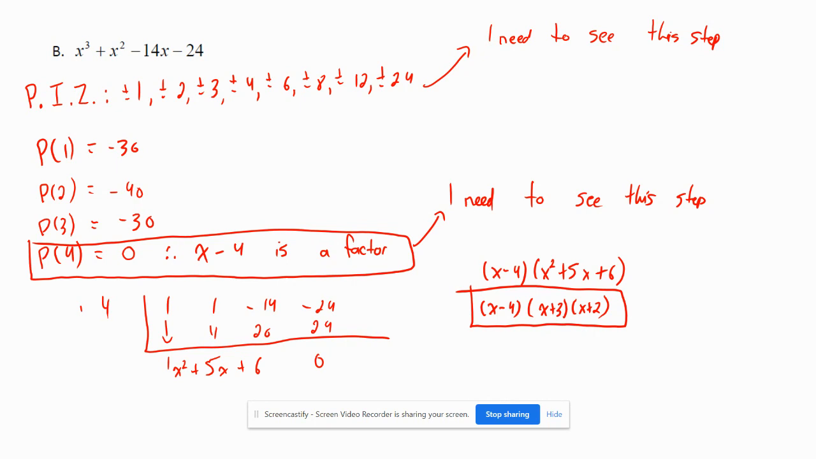All right, so what are our steps? Step 1 is we need to list our potential zeros up here. So you need to see this step.